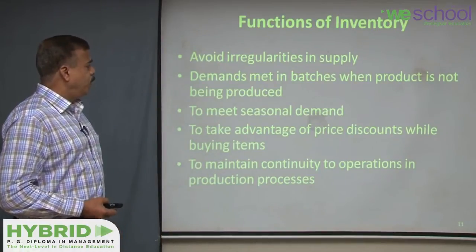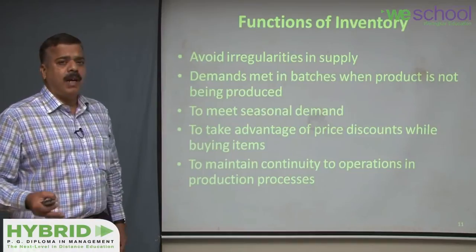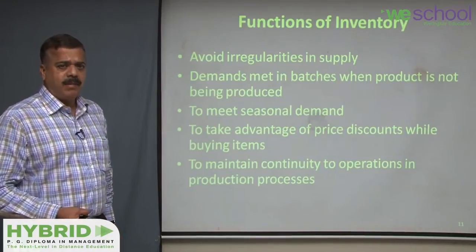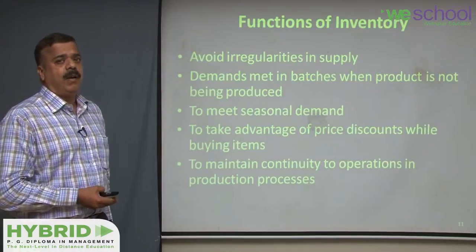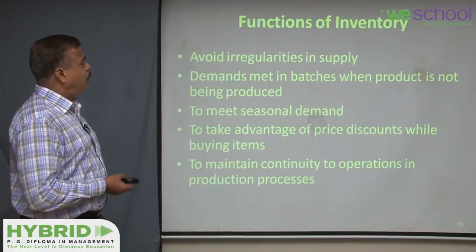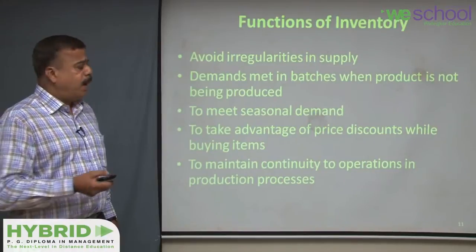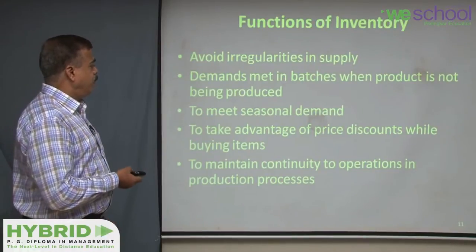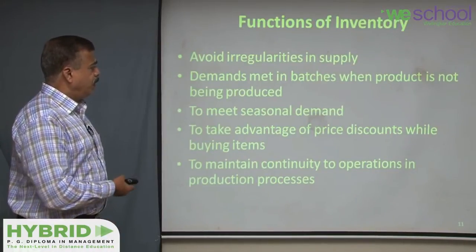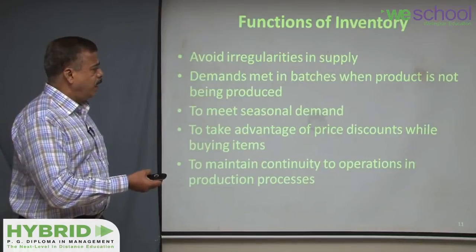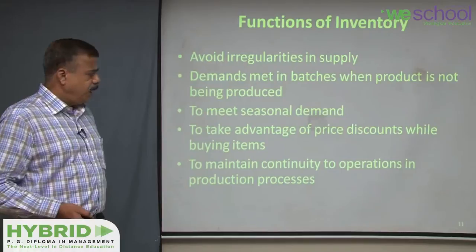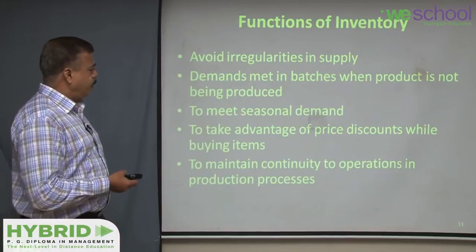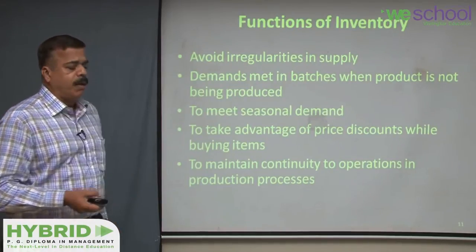So what do they do? They produce earlier during lean months, and they could do that only because they had inventory on hand. So again, see how useful inventory is here. Seasonal demands could be met easily. You produce earlier and sell later, whenever the demand is there or whenever there is a surge in demand.